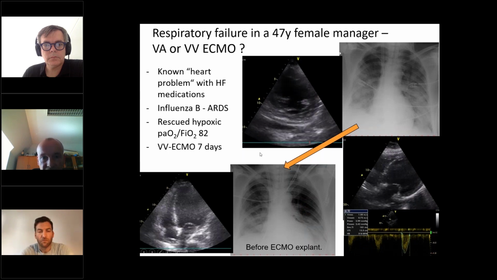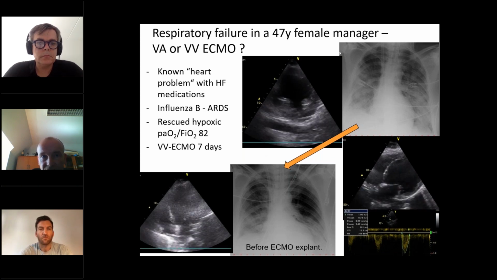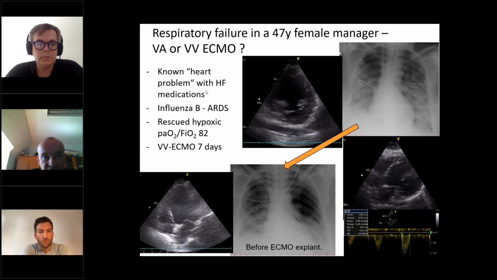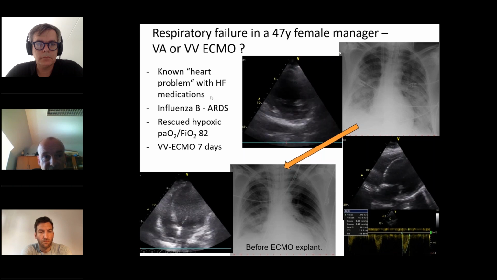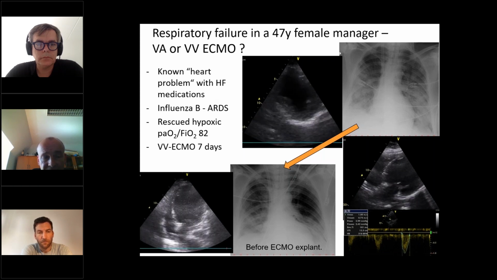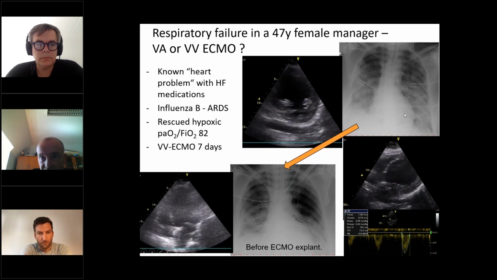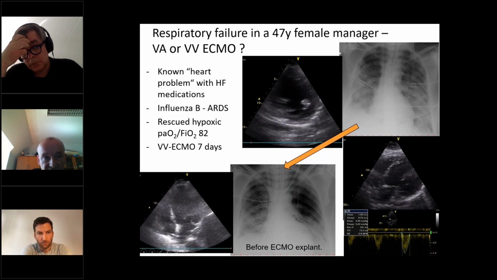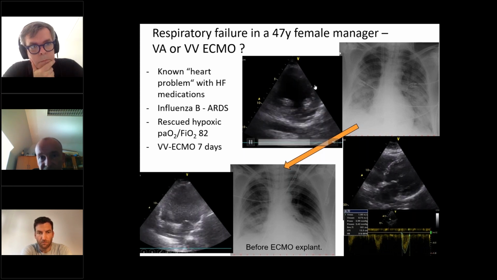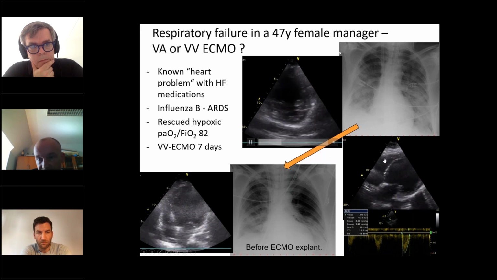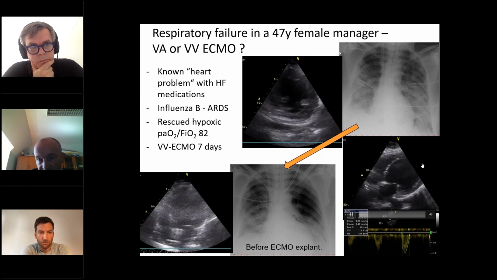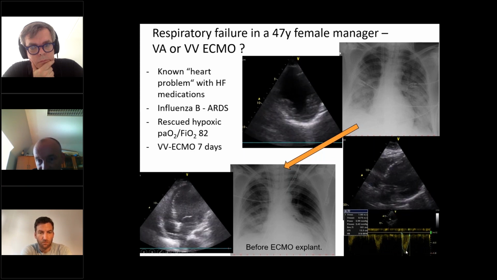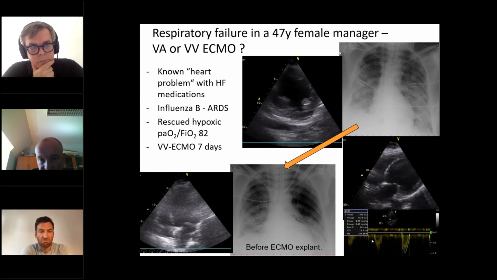Sometimes the decision is difficult and needs some experience. So this is a 47-year-old manager with a known, unspecified heart problem, which we didn't know when we arrived at his bed in the local hospital. And he had influenza B with a nasty lung and respiratory failure. So this is his first echocardiography, where you see a remodeled left ventricle, a chronic cardiac problem, but with still preserved LVOT-VTI of 14 and a reasonable cardiac output.